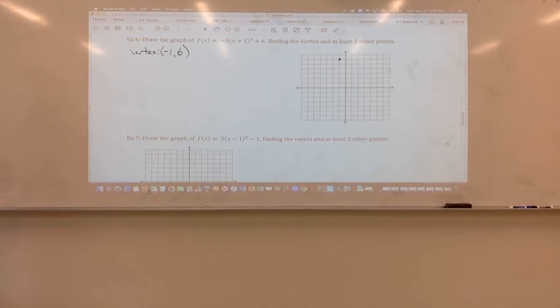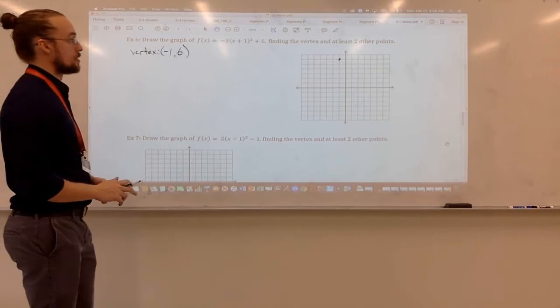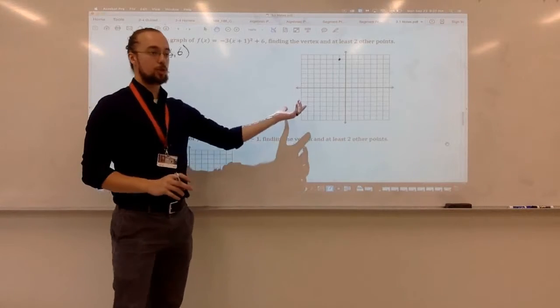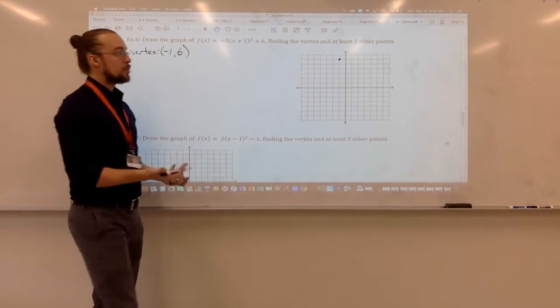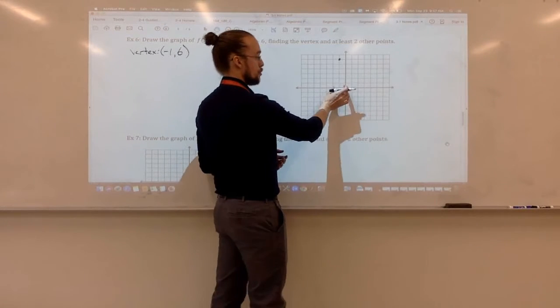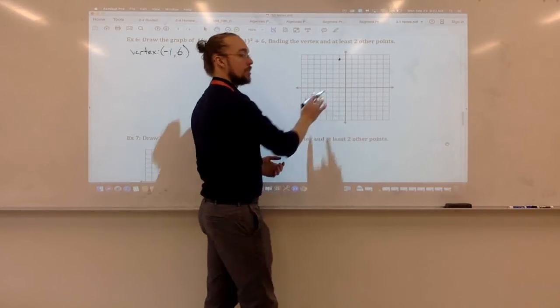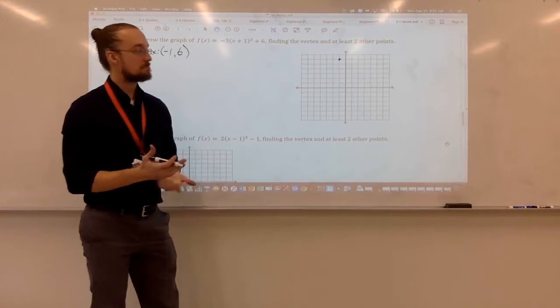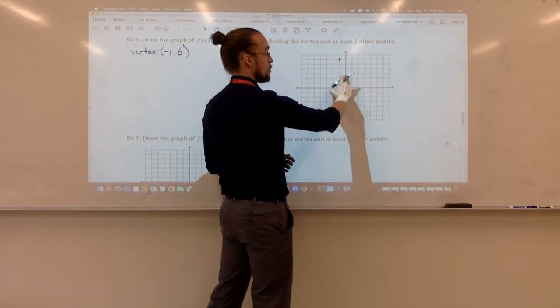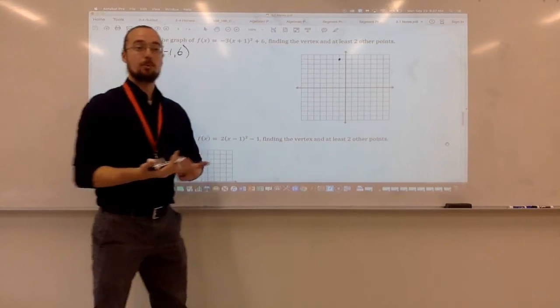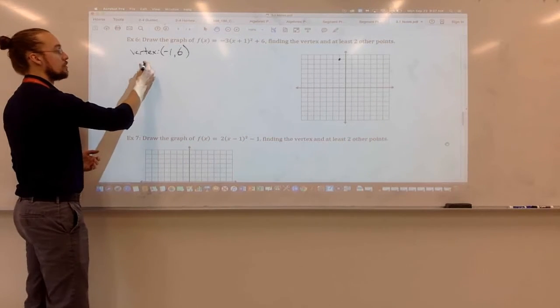Any ideas? I think the easiest way would probably be to just choose 2 other x values and plug them in, right? Usually, we would want to choose 1 x value on either side of my parabola, okay? So, I could choose x equals 0, right? That would be an easy point to find the y-coordinate of.